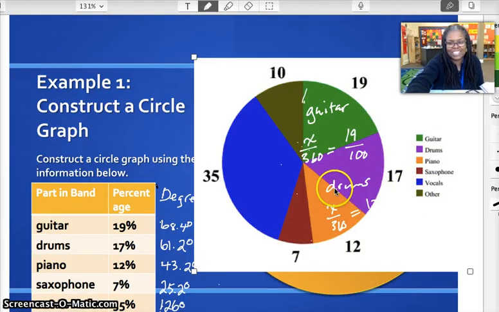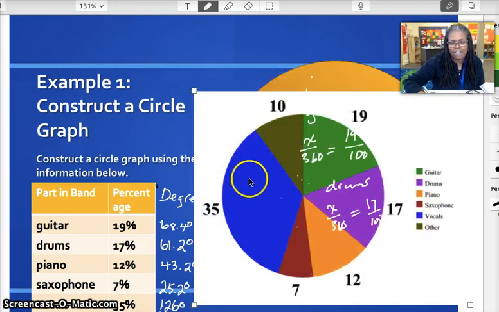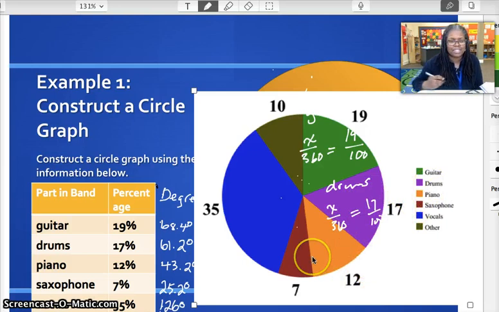This is what our picture looks like. This is what our degrees look like. We recognize that the 35%, I left them as percentage points, is located here. This would be the vocals. And this is the 10% portion, which is the other, and the 19% is guitar, the 17%, which we know to be here, is the drums, and the 12% is there. I know I kind of cheated. I didn't do it by hand, but I had such a terrible time figuring out how I was going to show the kids how to use a protractor with this.